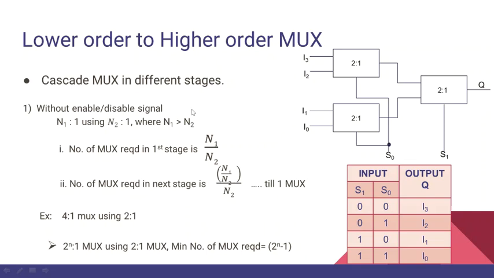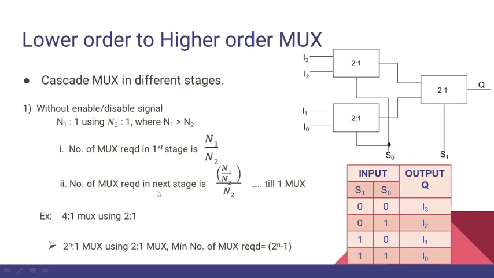So this lower order multiplexer can have an enable or disable signal. If they do not have an enable or disable signal, then we will follow these steps. If we are supposed to make an N1:1 multiplexer using an N2:1 multiplexer, where N1 is greater than N2, so we only have lower order multiplexers and we have to make a higher order multiplexer, the number of multiplexers required in the first stage is N1 by N2.